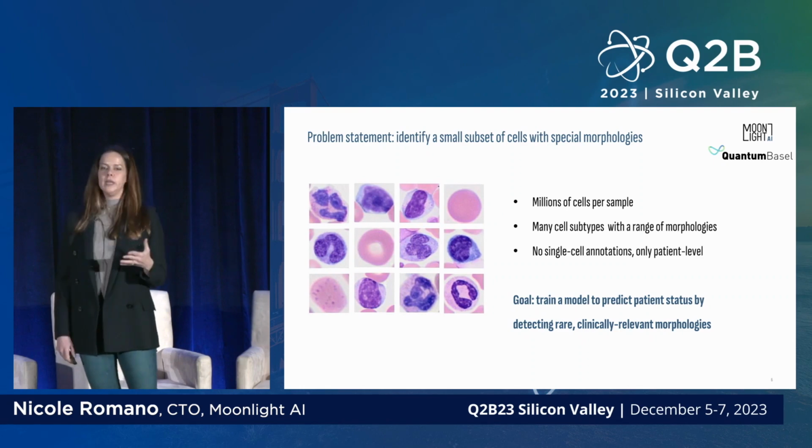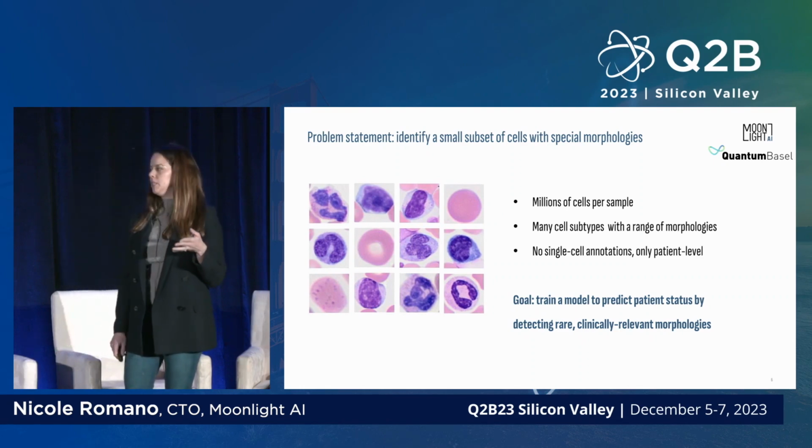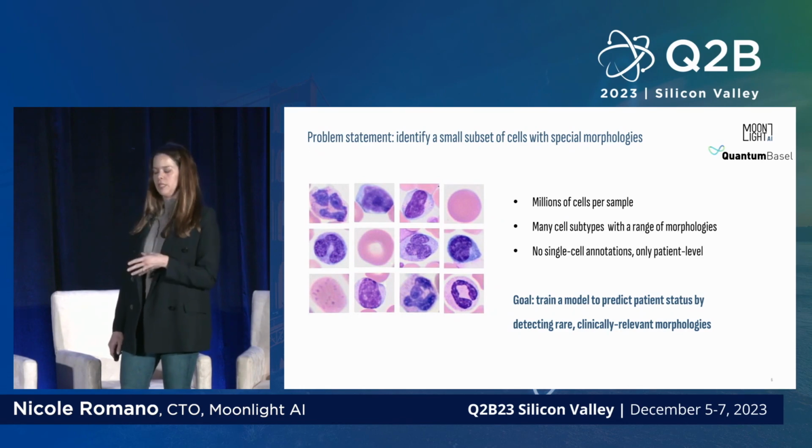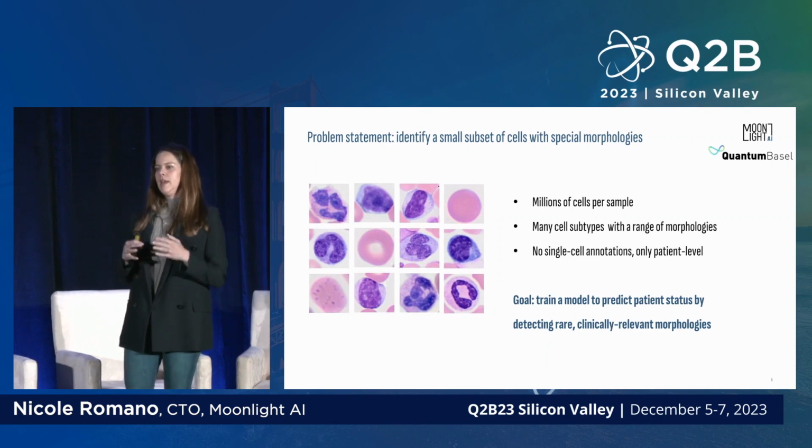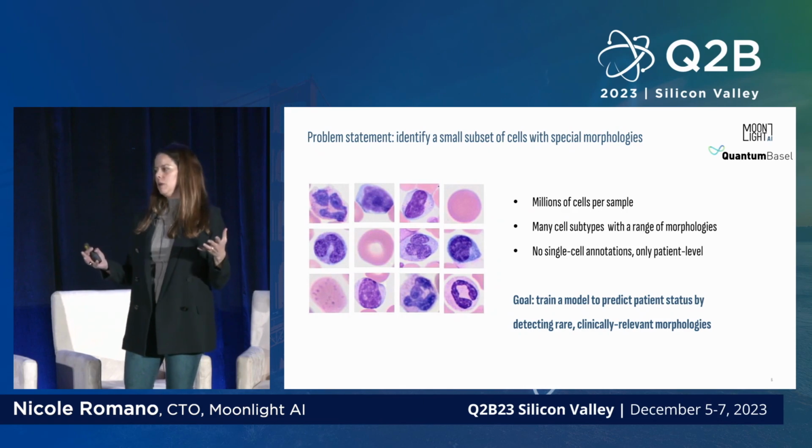So we need to train a model that can predict the patient's mutational status by detecting rare and clinically relevant morphologies. But there's a major catch, and that is when we're assembling our training data set, it is very difficult to get access to spatially resolved single-cell genomic annotations at the scale one would need in order to train a model that can be implemented in the lab.